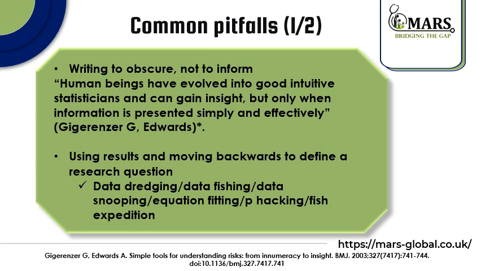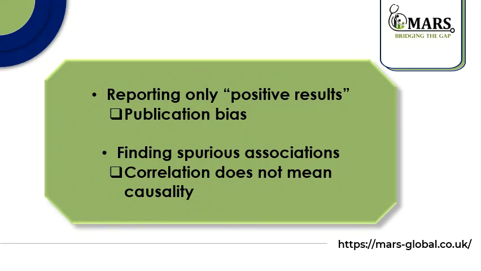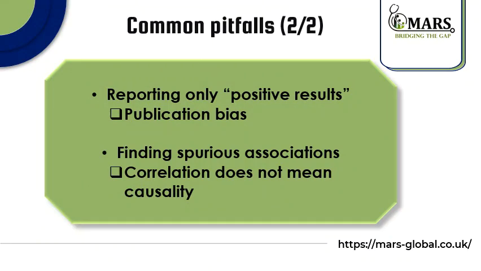Another pitfall is reporting only positive results, and this has led to the so-called publication bias, in which journals tend to report only studies that have statistically significant results. We need to remember that absence of statistical significance does not mean absence of clinical relevance. So reporting only positive results, or the publication bias, is really concerning, because it may lead to publication of deliberately falsified data by the authors. It may also lead to underreporting of relevant research.